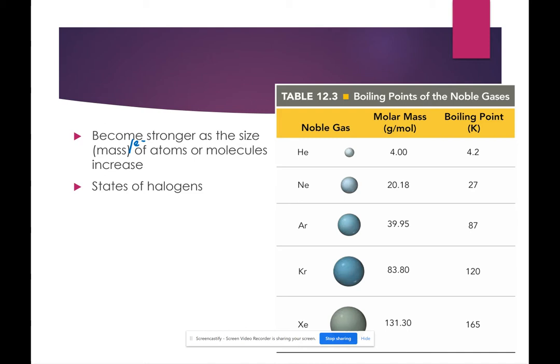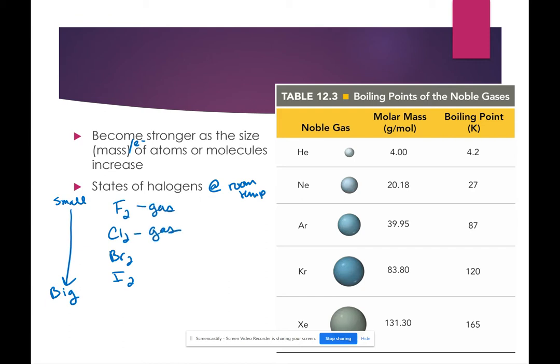You can also see this trend of dispersion forces becoming stronger when we look at our halogens. We know the halogens make diatomics. So these are diatomic molecules, fluorine, chlorine, bromine, and iodine. And up at the top, we have small molecules. Going down to the bottom, we have big molecules. And at room temperature, that's important to note, fluorine and chlorine are both gas. Bromine is a liquid, and iodine is actually a solid.